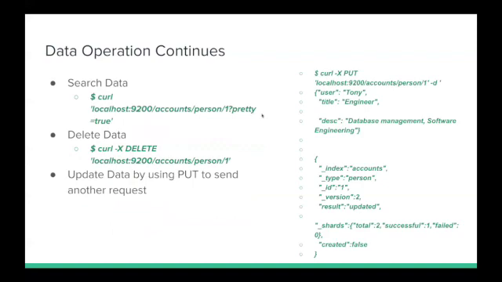And the second part of data operation we'll talk about here will be search for a record. We can send a GET request to index, type, ID to see the record. For the command here, we can request a search for accounts person 1. This is the record. The URL setting pretty=true means asking the server to return a human readable format. So in this case, we can actually read the data that the server outputs to us.